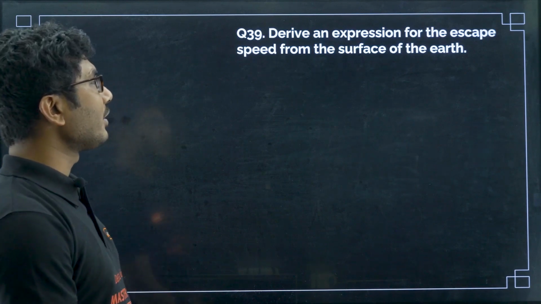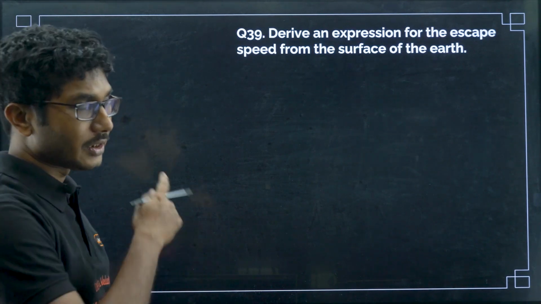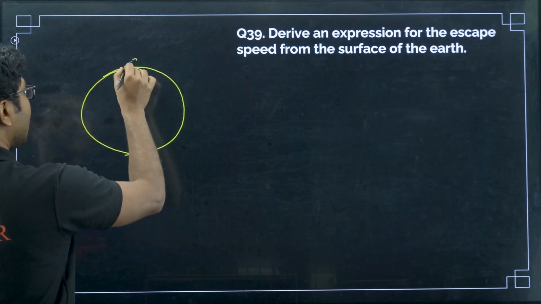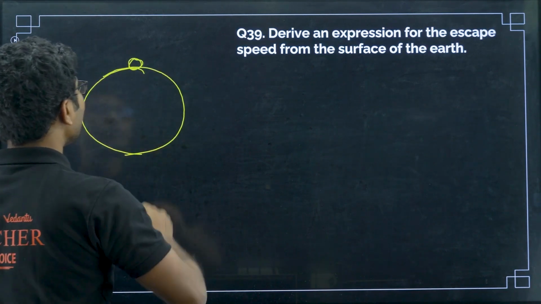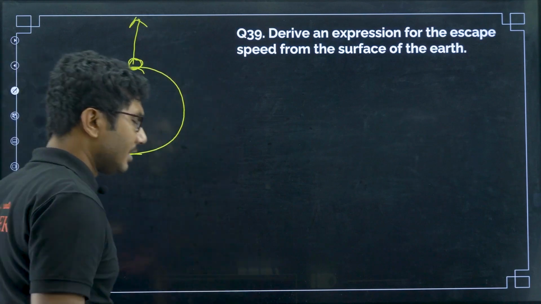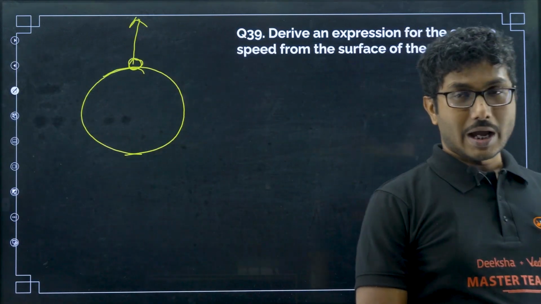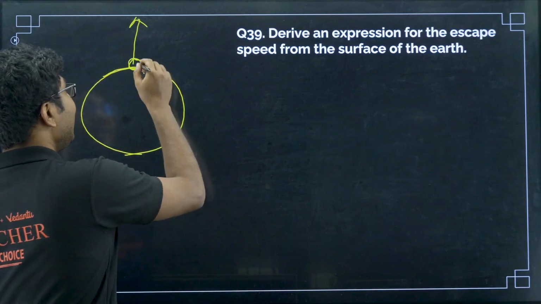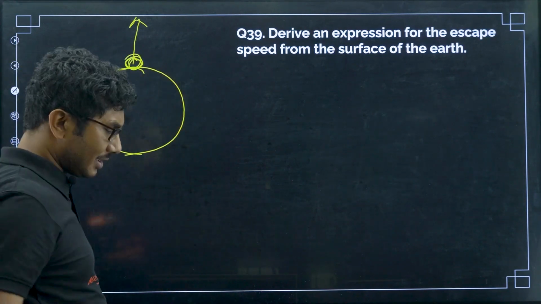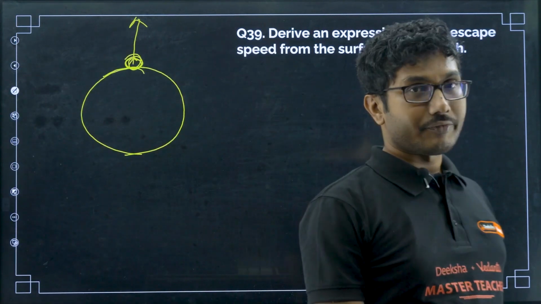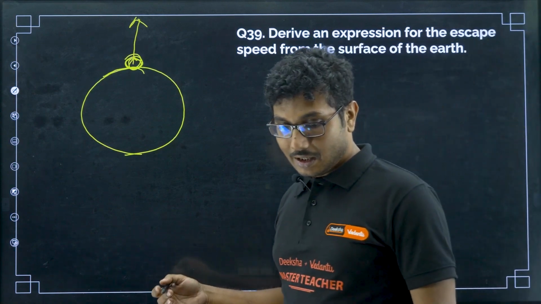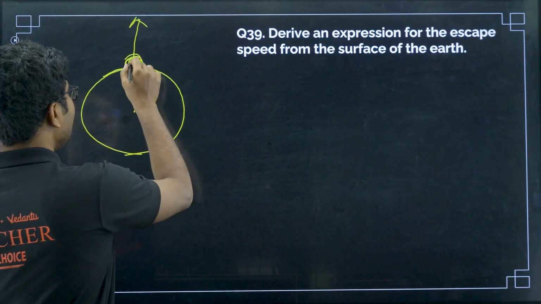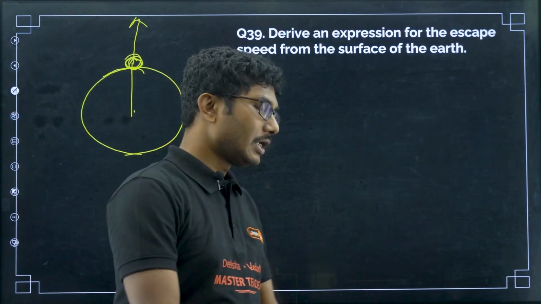Derive an expression for the escape speed from the surface of the earth. So we have an object kept on the surface of the earth, and we want to make it free from the gravitational pull of the earth. How can we do that? First of all, you have to see what the energy of this object is when it is located at the surface of the earth. The energy of this object is basically the potential energy of this object.